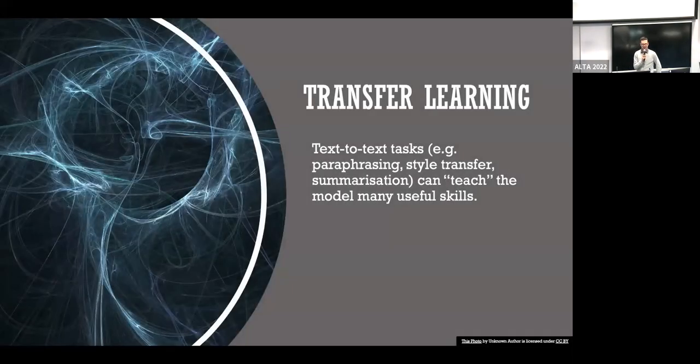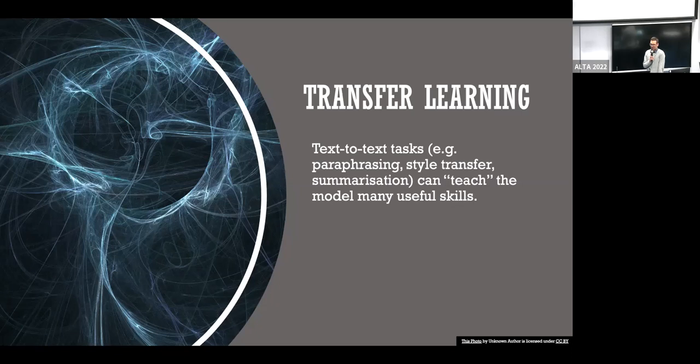This kind of leads me to the concept of transfer learning, which you all know a lot about by now, I'm sure. So what we want to do is use information we learn from another text-to-text task to try to help us with this adversarial learning task.